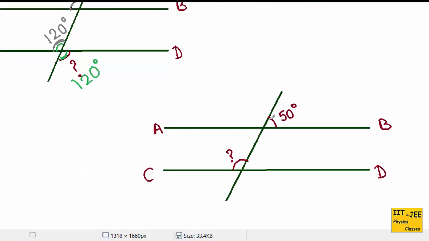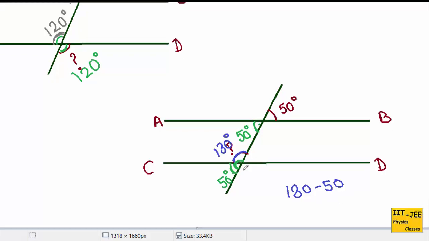Let's see here. These two are vertically opposite, so this must be 50 degrees. Then this and this are corresponding angles, this one and this one. This must be 50 degrees again. And because these two add up to 180 degrees, so 180 minus 50 degrees, this one would be 130 degrees. I hope you get this property of parallel lines.